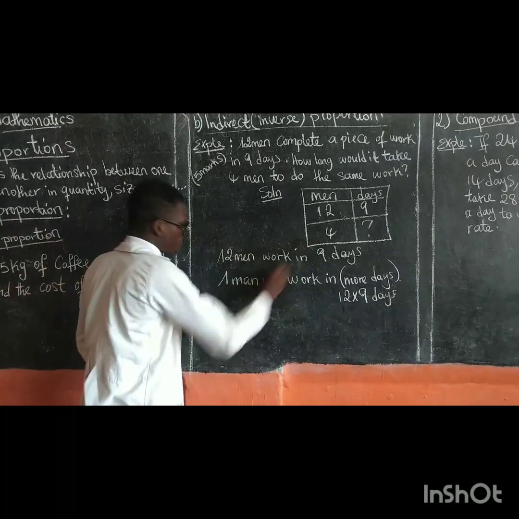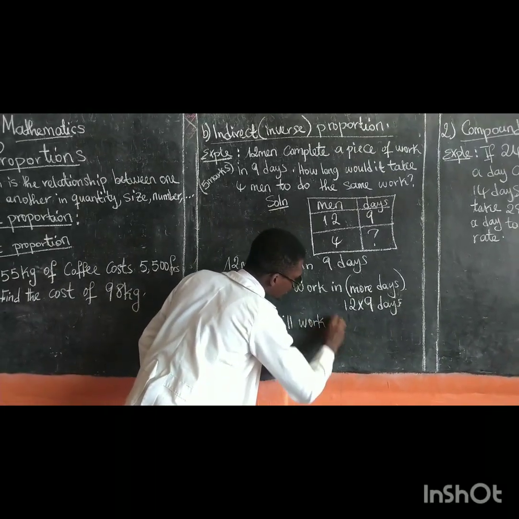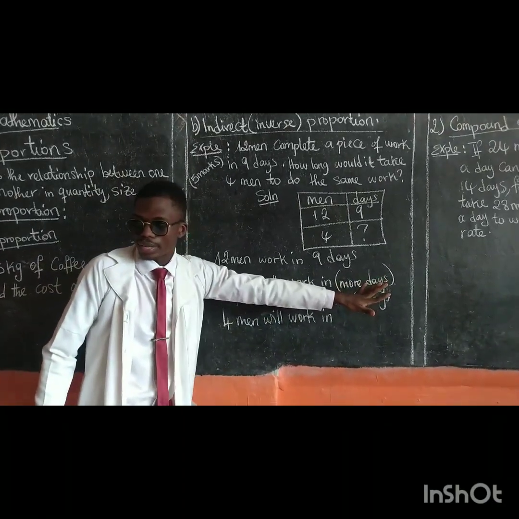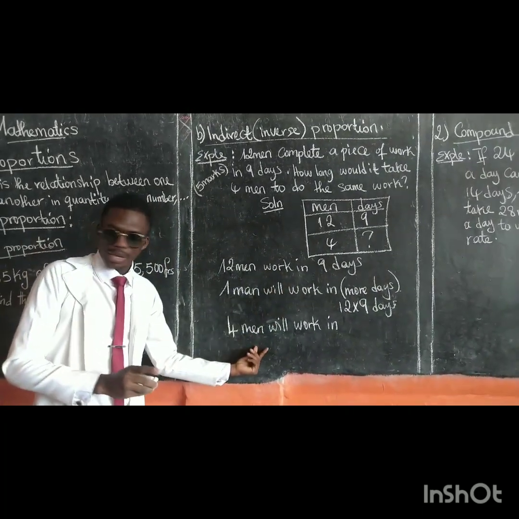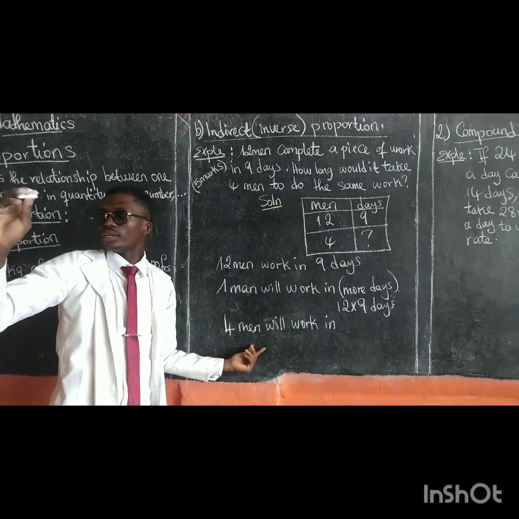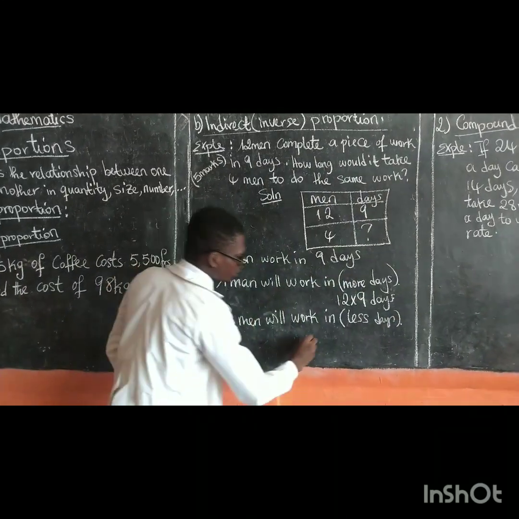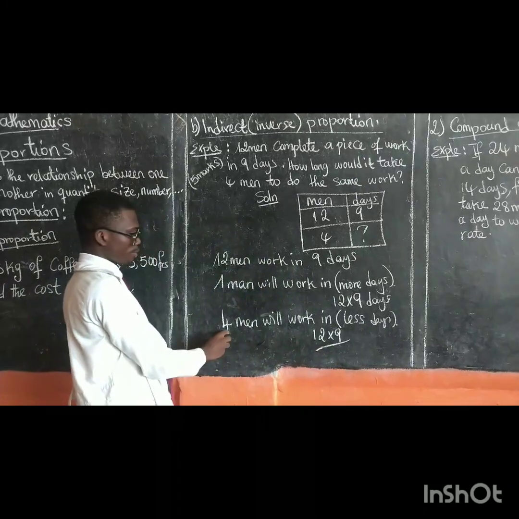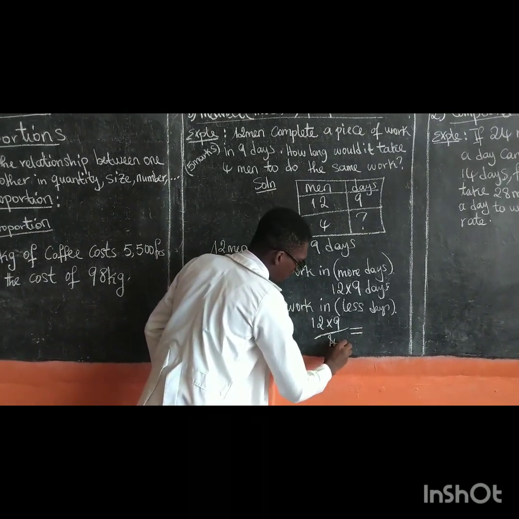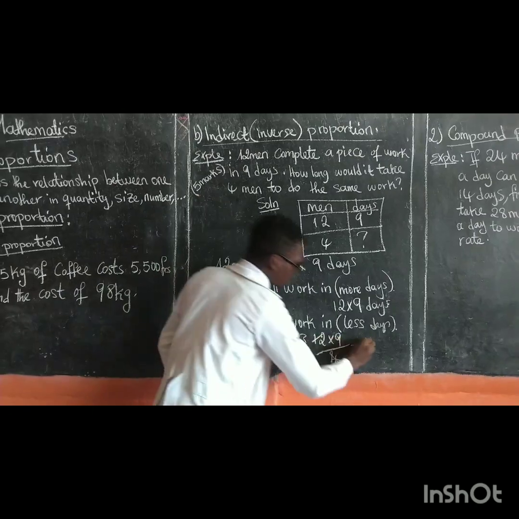Alright, the last statement now: 4 men, then 4 men will now work in. The transition is between the second statement and the third statement. 1 man is doing something in a certain number of days. Then now 4 men doing the same thing that 1 man did. We then need more days or less days? Less days, right? Yes. Less days. Mathematically should be 12 times 9 divided by 4. We can simplify by 4, 3. 1, 3, right? Yes, sir. Okay. What's 3 times 9? 27.